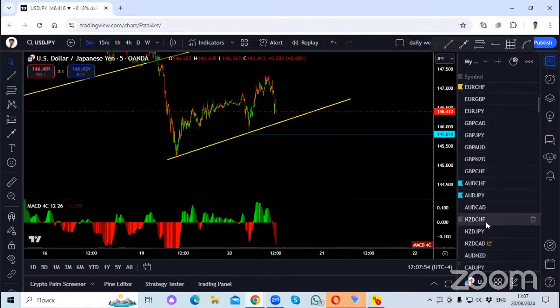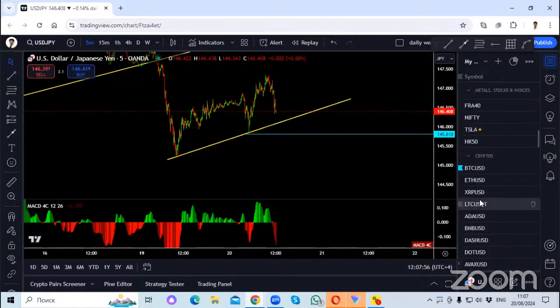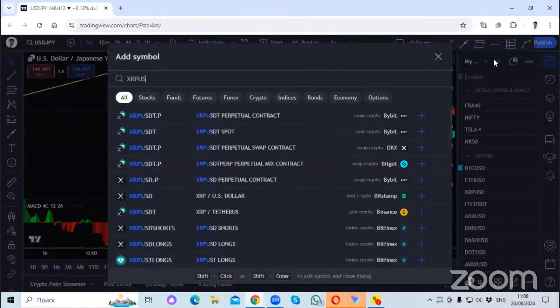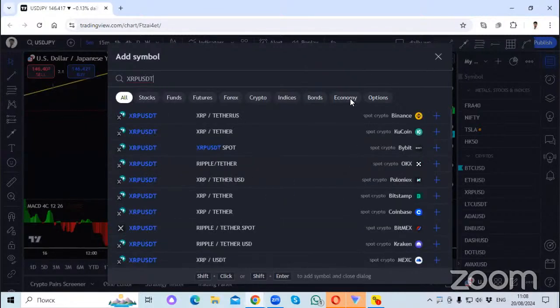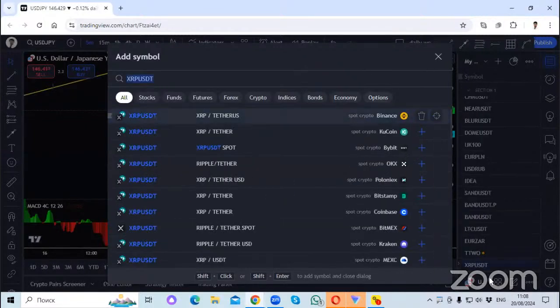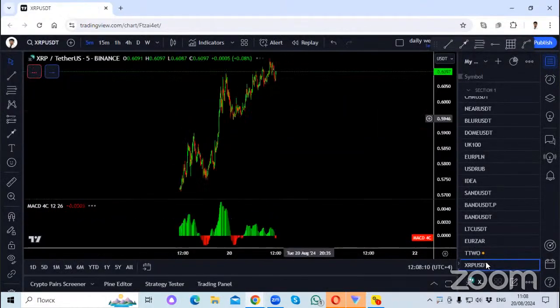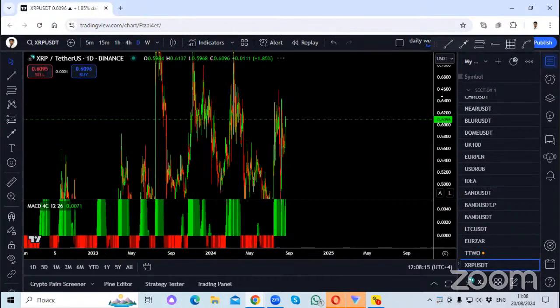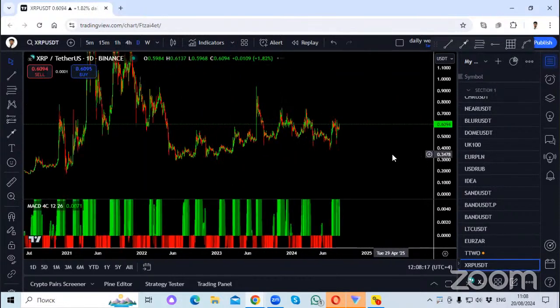XRP USDT. We have the XRP USD. Isn't it the same thing? Or is there much difference? We can take a look at that for you. I'm going to look at the daily first because I haven't looked at this chart before.